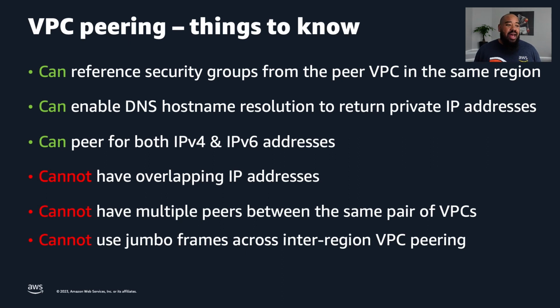Some things you cannot have: you cannot have overlapping IP addresses when trying to create VPC peers. You cannot have multiple peers between the same pair of VPCs. It's a single one-to-one, point-to-point connection. And you cannot have jumbo frames across inter-region VPC peering.